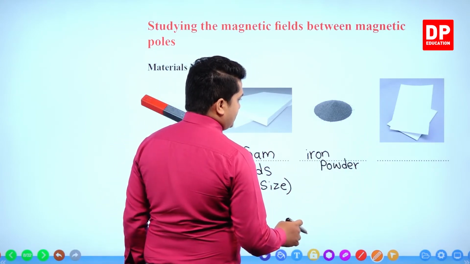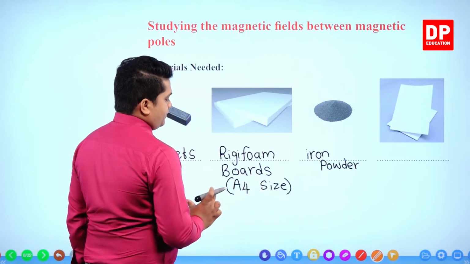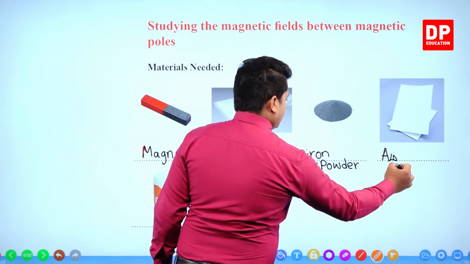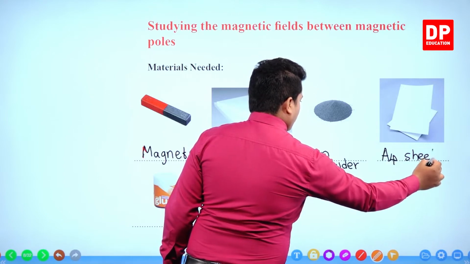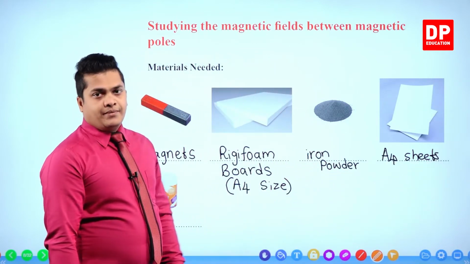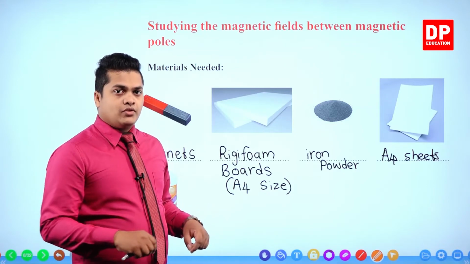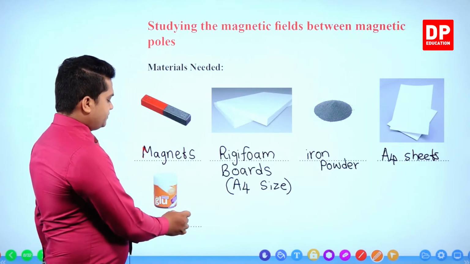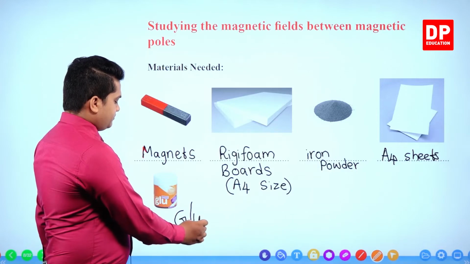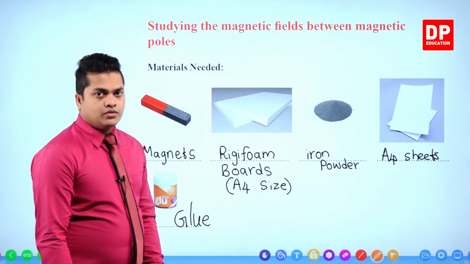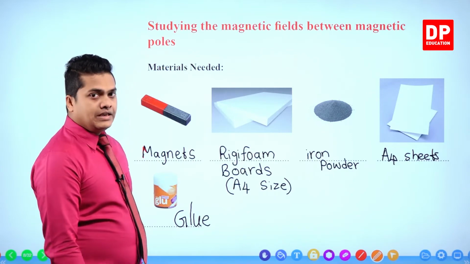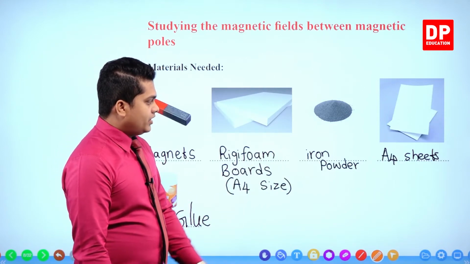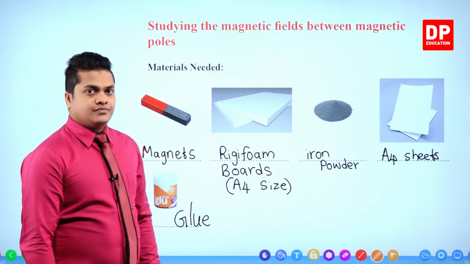And these are white papers, in a size of A4. So you can use A4 sheets. If you don't have A4 sheets, you can use white colored papers as well and cut them to the size of A4. And finally you need glue. So these are the materials you will be needing: magnets, rigiform boards of A4 size, iron powder, some A4 sheets, and glue.